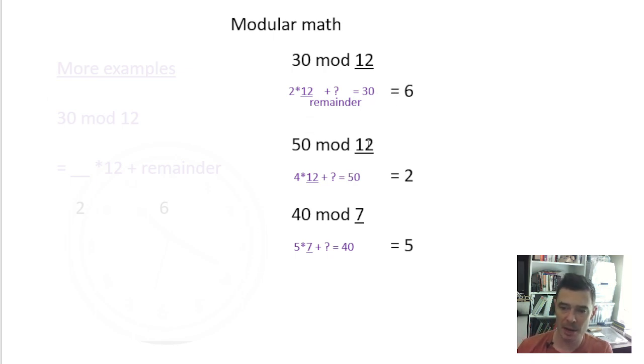And this same concept applies to any number. 4 times 12 is 48, plus 2 equals 50. So the answer to 50 mod 12 is 2.